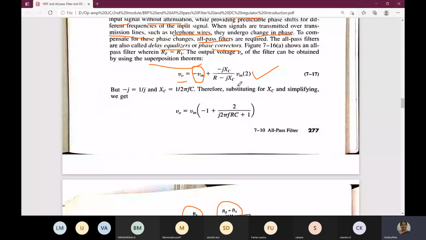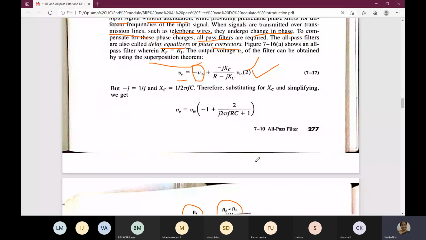For the non-inverting terminal, the gain is what? 1 plus RF by R1. Since RF and R1 are equal, 1 plus 1 is 2, so the gain is 2 here. Gain into whatever the resistor we have. So what is the resistor we have here?